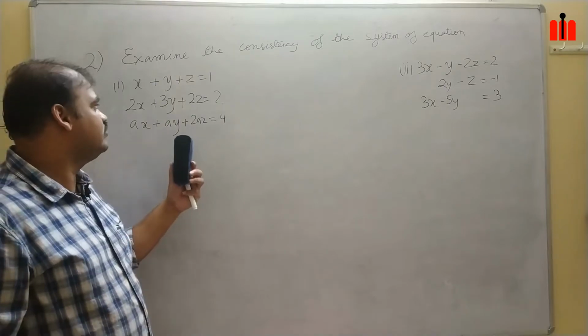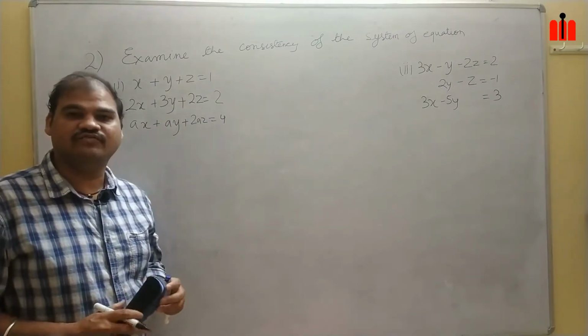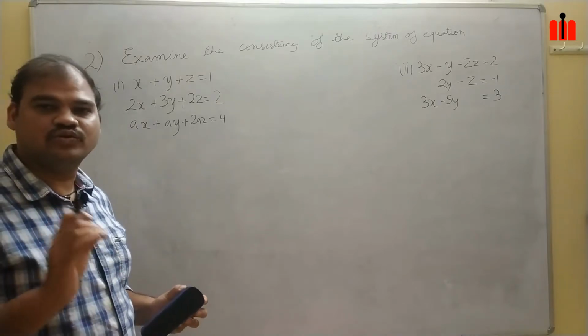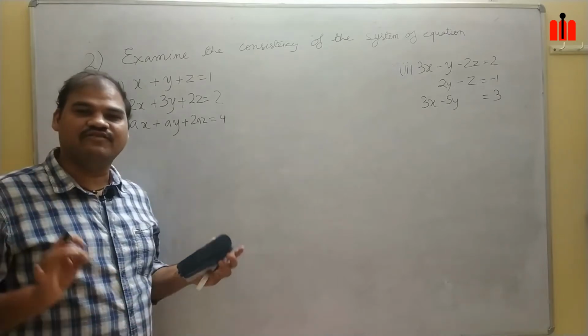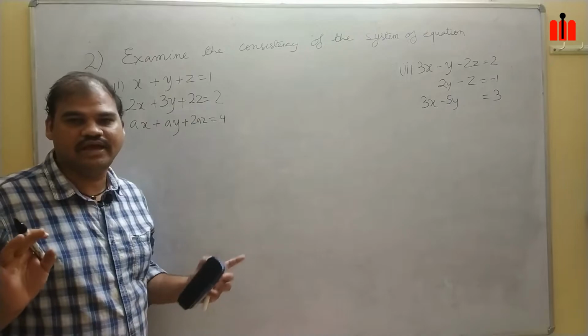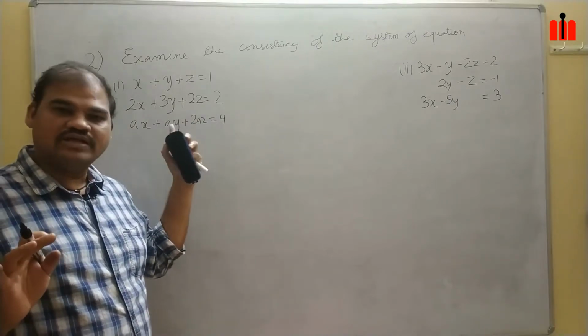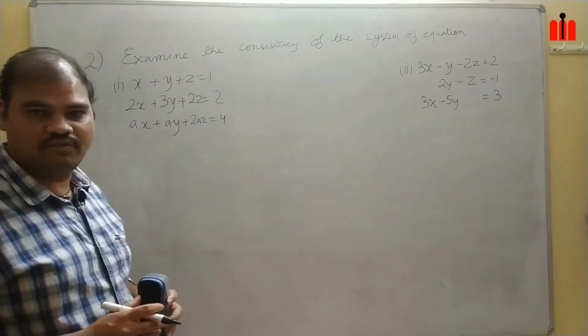In question number 2, again we have to examine the consistency of the system of equations. We don't have to find the solution. This question is not asking what the values of x, y and z are. It's just asking whether it is consistent or inconsistent, right? So we have to examine the consistency. This is a 3 variable problem.